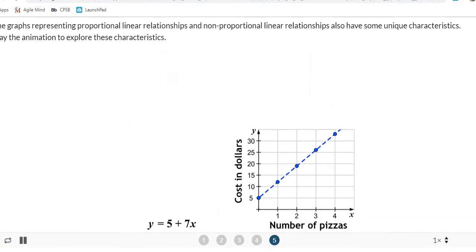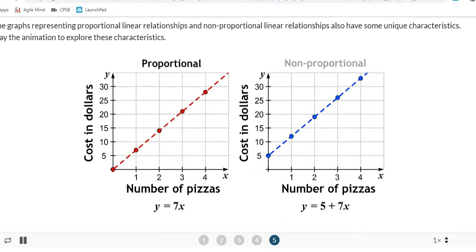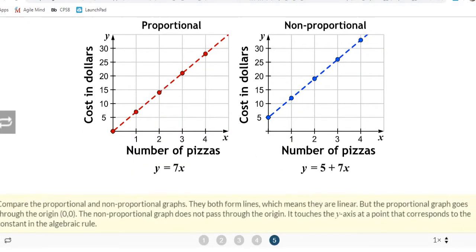So if I looked at both of these together, at first glance, they kind of look the same. There are little differences. In the graph, what's the little difference? The proportional one goes through the origin, the non-proportional one is not going through. What's the little difference in the equation? The plus 5.